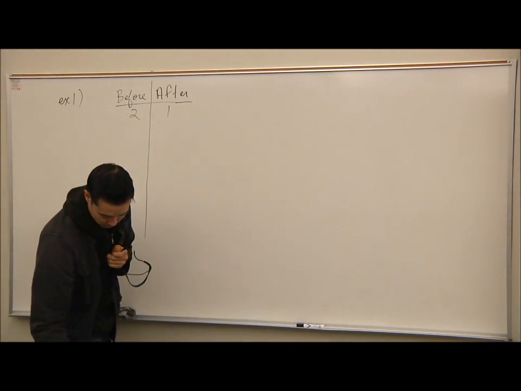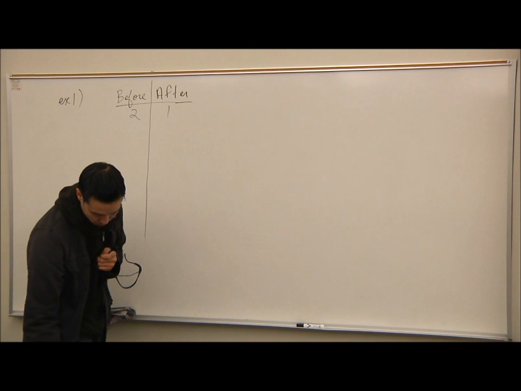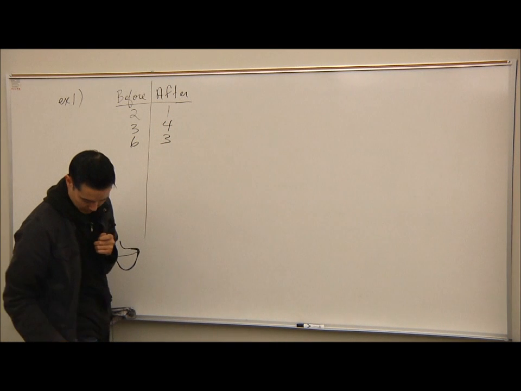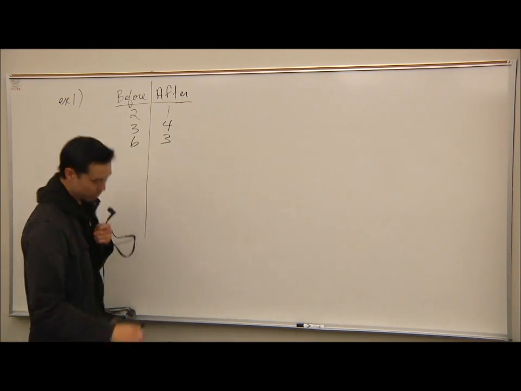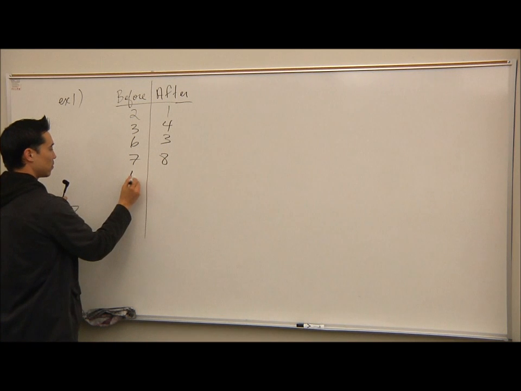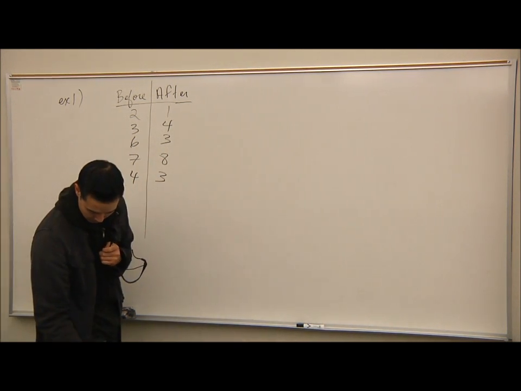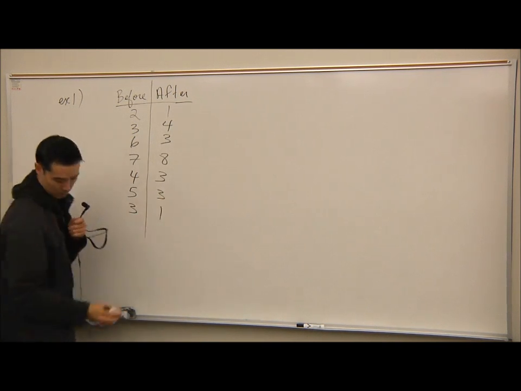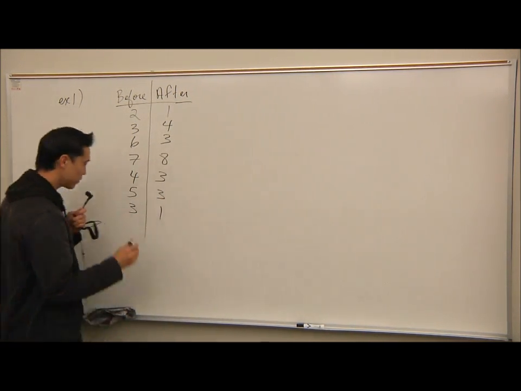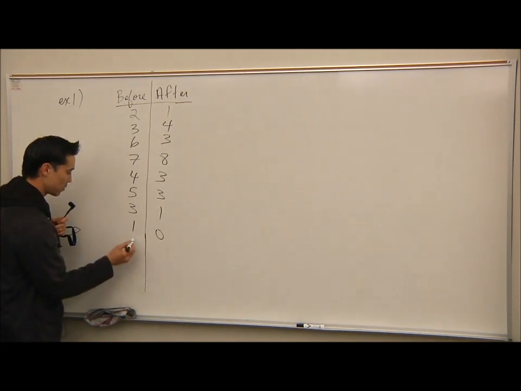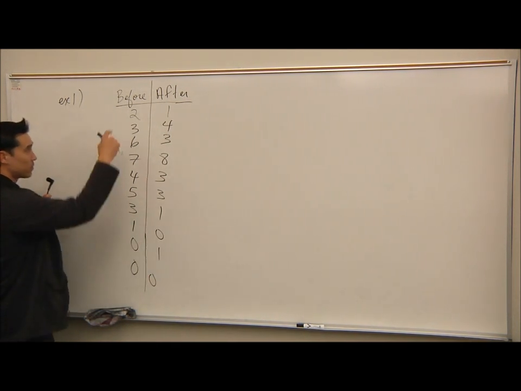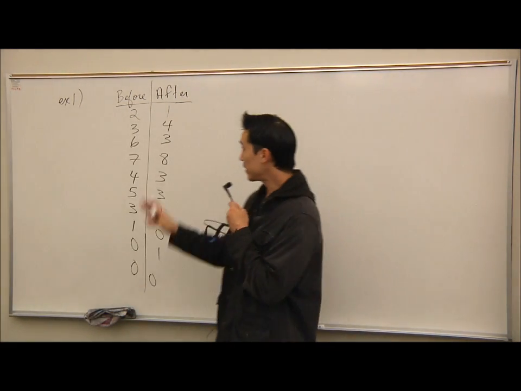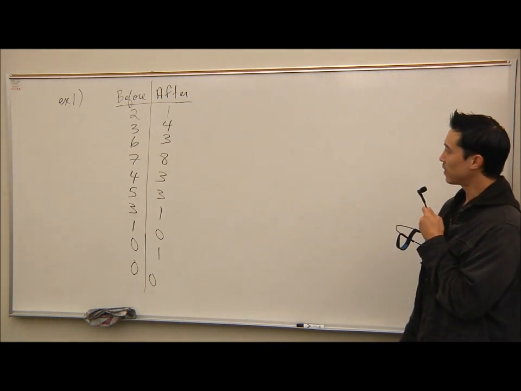Then the next person goes from 3 to 4, then 6 to 3, 7, 8, 4, 3, 5, 3, 3, 1, and then 1, 0, 0, 1, and then 0, 0. So there's 10 people: 1, 2, 3, 4, 5, 6, 7, 8, 9, 10. Good. So we have how many days they missed before they did this program, and how many days they missed after the program.